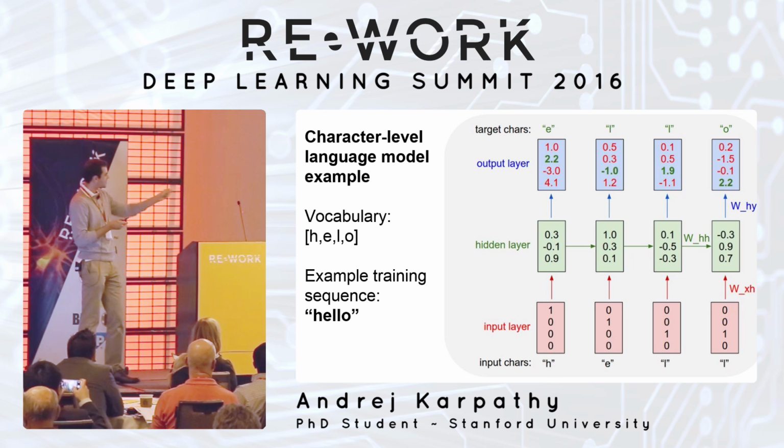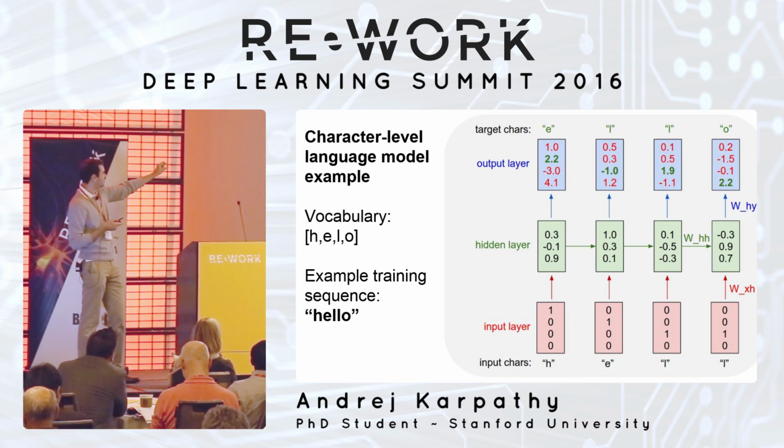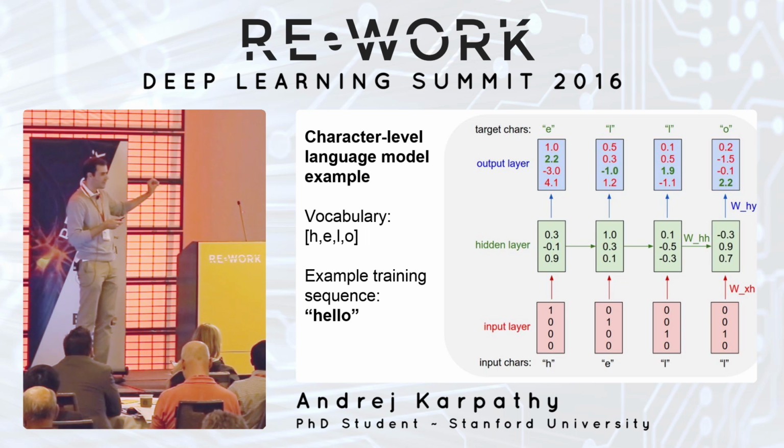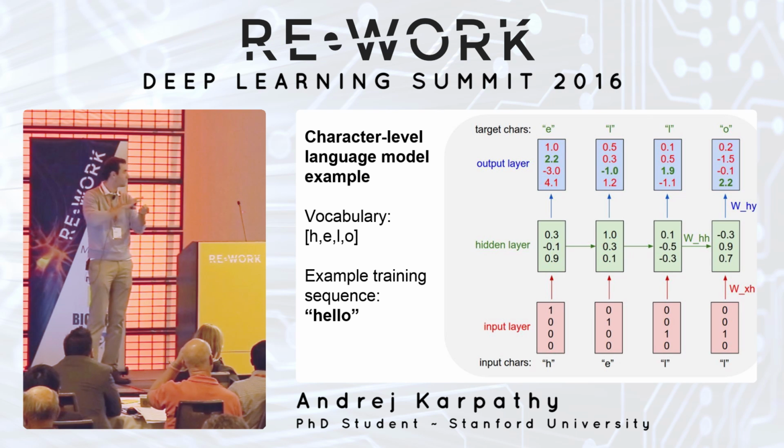So for example, in the very first time step, we fed in the letter H, and with the current setting of weights in the RNN right now, the RNN assigns the letters H, E, L, and O probabilities or log probabilities 1, 2.2, -3, and 4.1 respectively. And in particular, we know that in this training sequence, the letter E should follow H. And so we know that the score 2.2, we'd like that to be higher, and the scores of all the other characters in red should be lower.